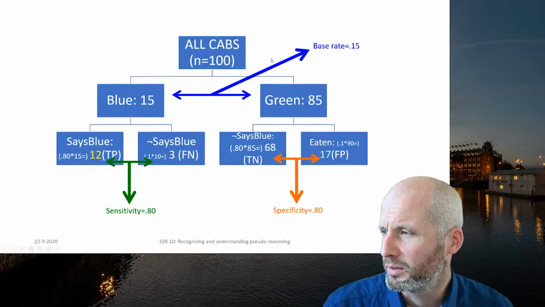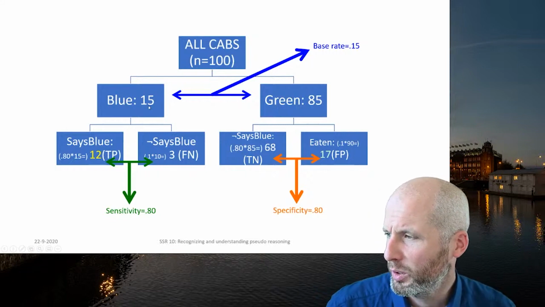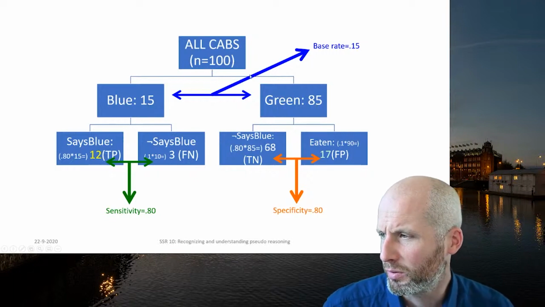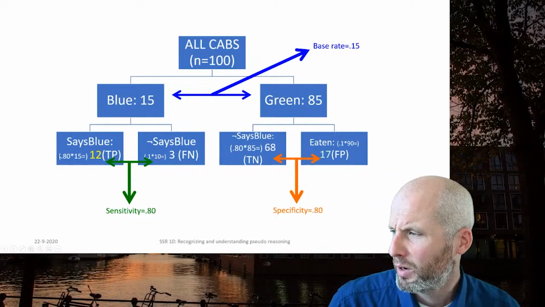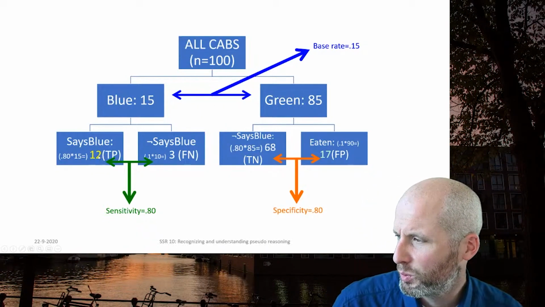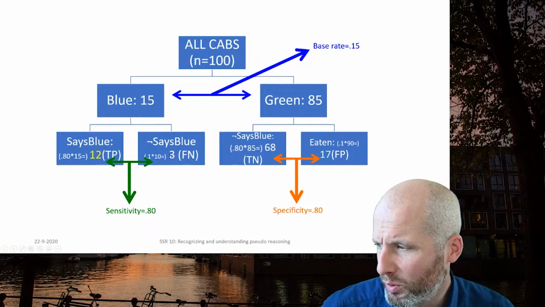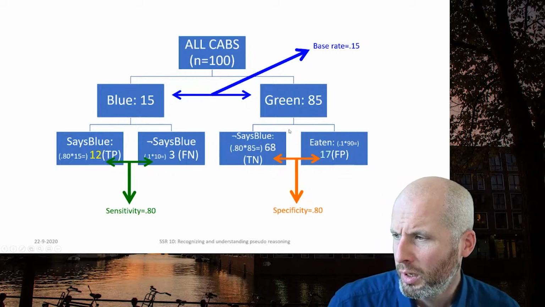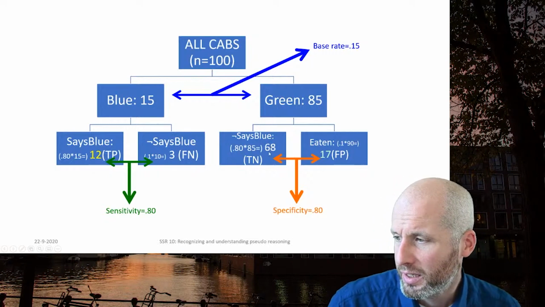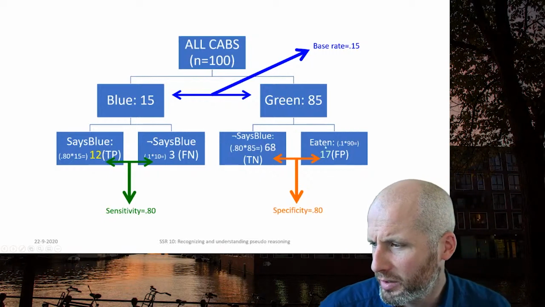So we have all potential taxis or cabs, and some of which are blue. 15% out of 100 is 15 are blue, and 85 out of 100 are green. Of those 15 blue taxis, the witness will say about 12 that they are indeed blue, and about 3 he or she will be wrong and say that they are not blue. And of the 85, the witness will say that 68 are indeed not blue, or green in this case.